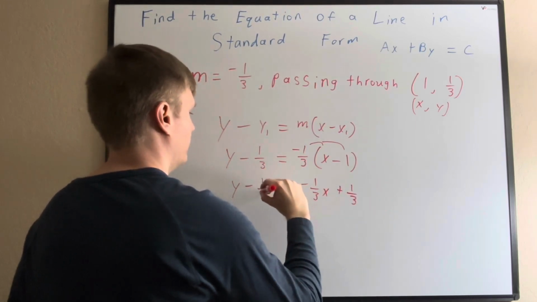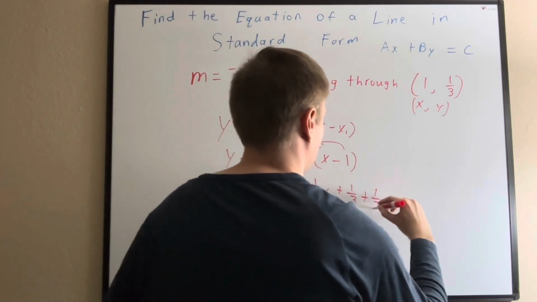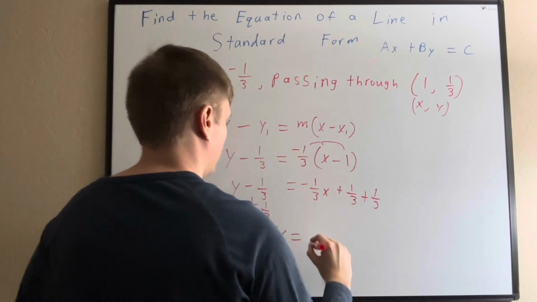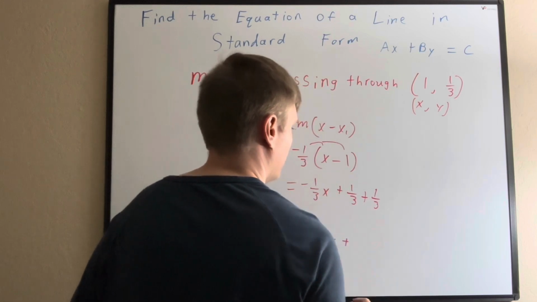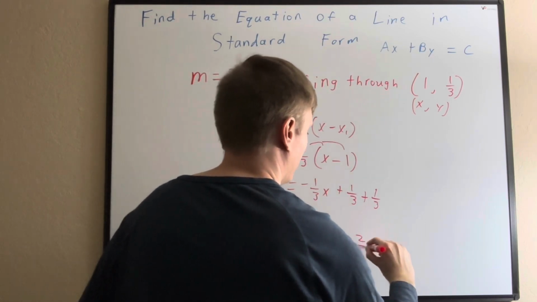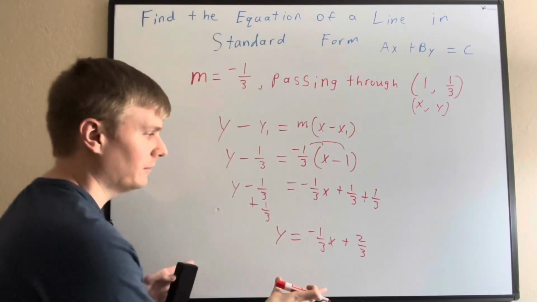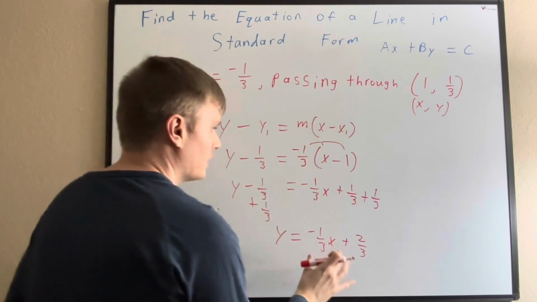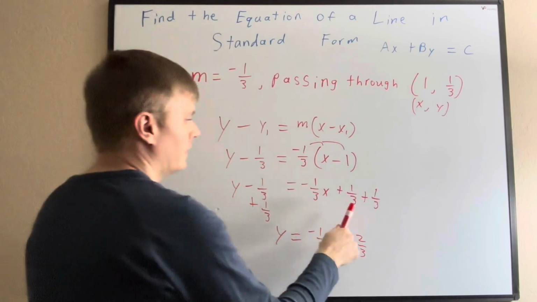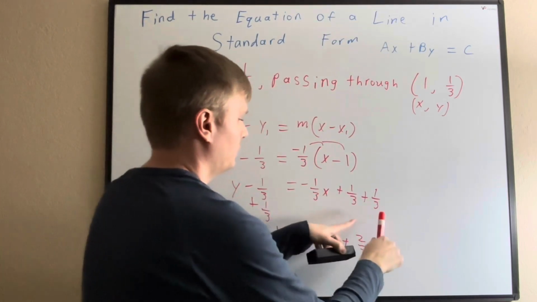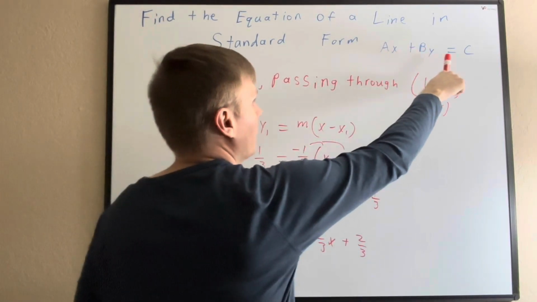equals y minus 1/3. Okay, so we're going to add 1/3 to both sides. That's nice. And we're left with negative 1/3 x plus 2/3. Well, that's the slope-intercept form. We're not supposed to get that one, right, Joe? That's right. So we're not nearly done yet. But we did want to combine those like terms. We wanted to get this over here so that we could combine that, because we're going to find ax plus by equals c.